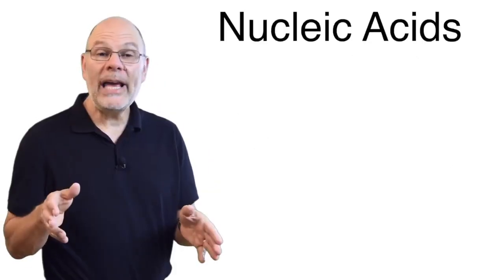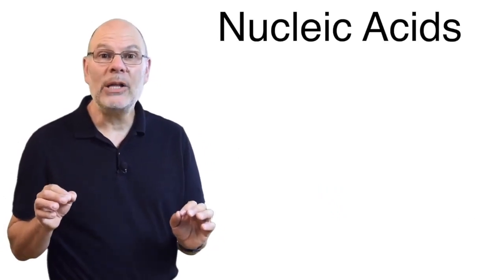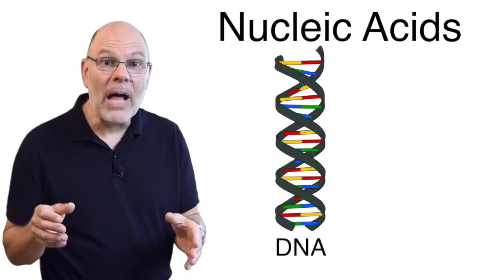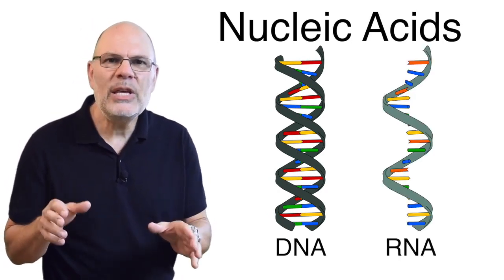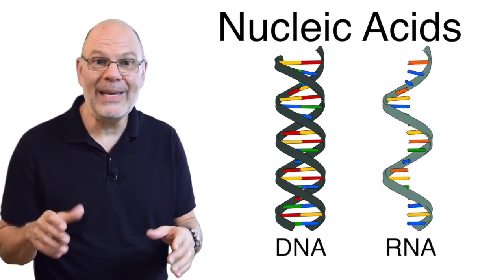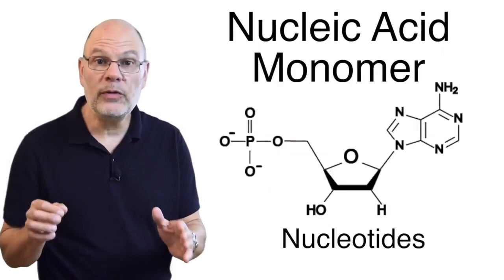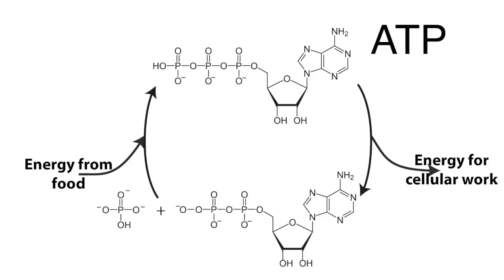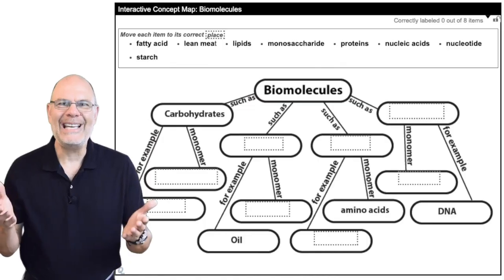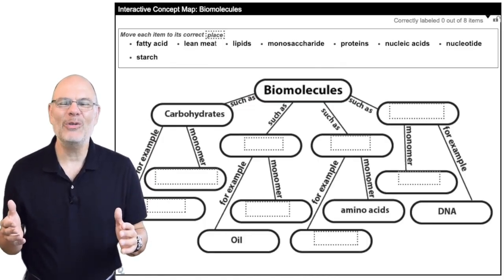The nucleic acids make up the last biomolecule family. DNA, the molecule of heredity, is a nucleic acid. So is RNA. These molecules store and transmit genetic information. The monomers of nucleic acids are nucleotides. One nucleotide, ATP, is life's key molecule for storing and releasing energy and getting work done. You did it! Those are the 4 biomolecule families.